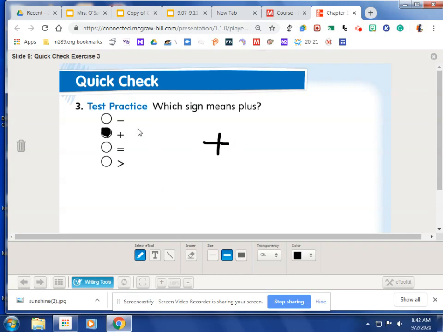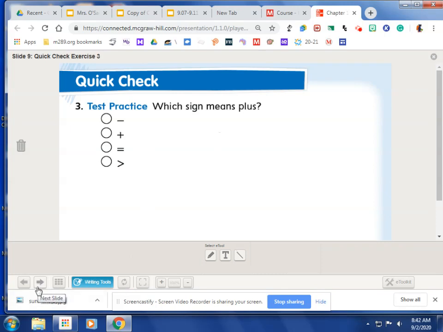Good job. This is the minus symbol, plus symbol, equal symbol, and this one we'll learn later in the year. It's the greater than symbol. All of those are symbols for math. All of those are signs that we use while doing math.